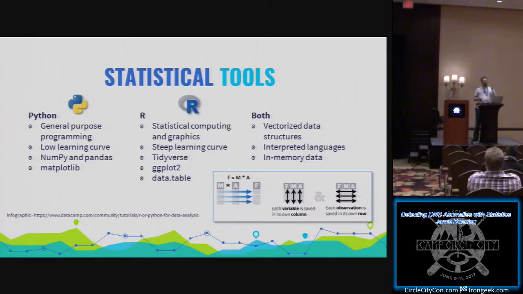Similarly, you can apply functions and calculations across the entire column, sets of data, or across rows as well. They're interpreted, so not compiled by default. And they're both in-memory types of systems, so the data you want to work with has to fit in the system memory that you're dealing with.